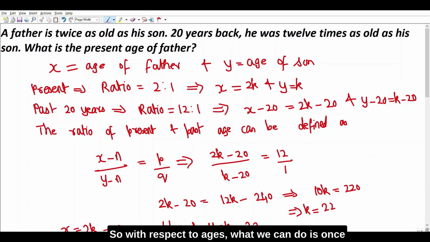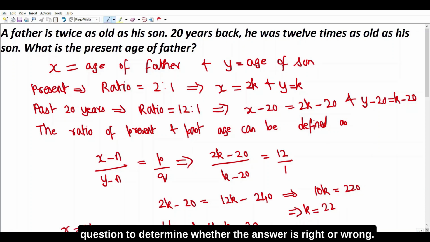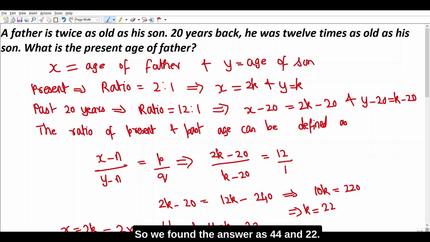So, with respect to ages, what we can do is, once we find the answer, we can substitute them back in the question to determine whether the answer is right or wrong. So, we found the answer as 44 and 22. The first statement of the question says that a father is twice as old as his son. Therefore, x is 44, y is 22, and 22 into 2 will give me 44. Therefore, the first statement is right.